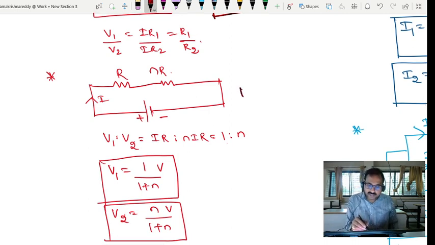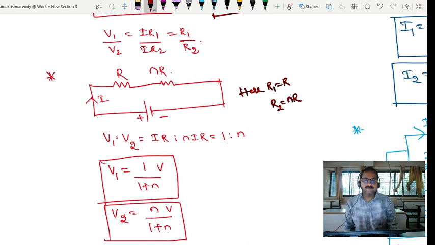Indirectly, you take R1 equal to R and R2 equal to nR. You substitute here: V1 is to V2 is equal to how much are you getting? 1 is to n, because IR is to nIR. So the same current will flow through this one, the same current will flow and come out of that.